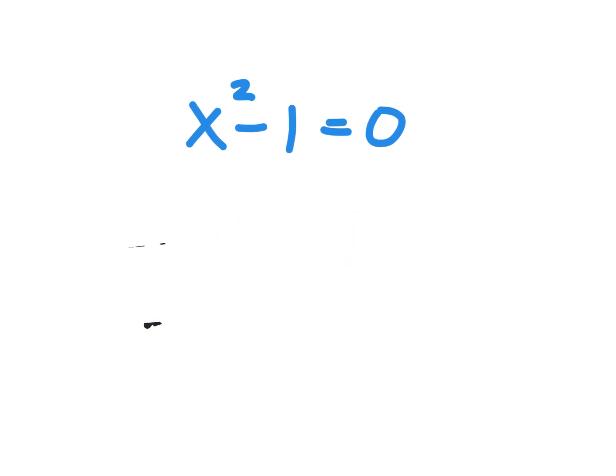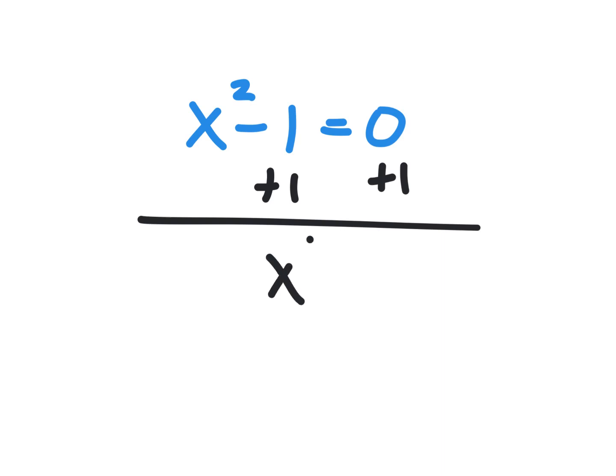You're going to have a whole bunch of steps, but you can do it. Plus 1, plus 1. Draw the line. x squared equals 1. And then you go square root.